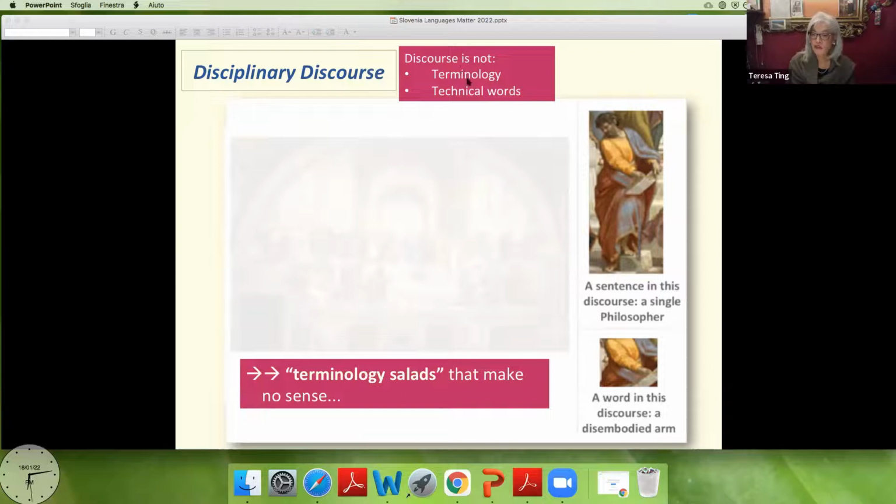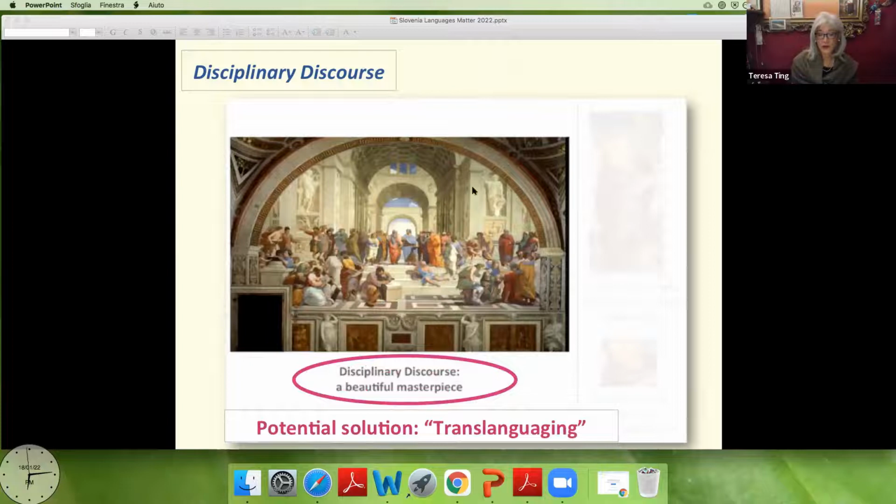So discourse is not terminology and technical words. It's not these arms and legs and feet. Because if we teach only arms, legs, and feet, at the end, we get terminology salads that make no sense. For those of us who have any experience teaching any kind of content, the students mix up the concepts, the terminology, and it becomes a terminology salad, and it is not a masterpiece. So what we want is this masterpiece, disciplinary discourse, which is a beautiful masterpiece. And the potential solution is translanguaging.